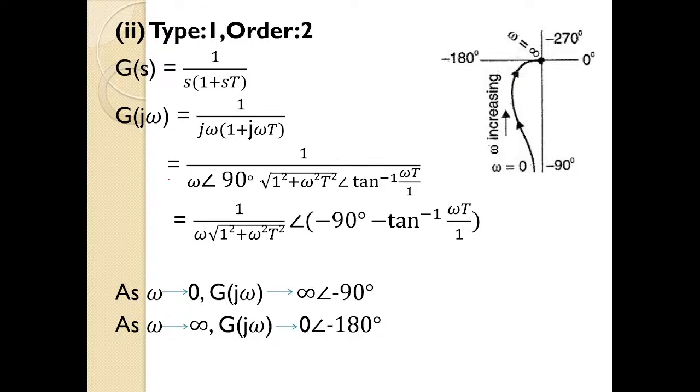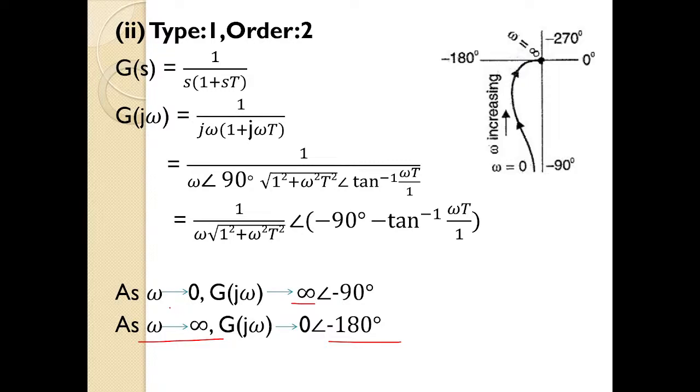When you substitute omega equal to infinity, the magnitude of g of j omega will be 0 and the angle will be minus 180, because tan inverse of infinity is 90, so minus 90 minus 90 gives minus 180 degrees.